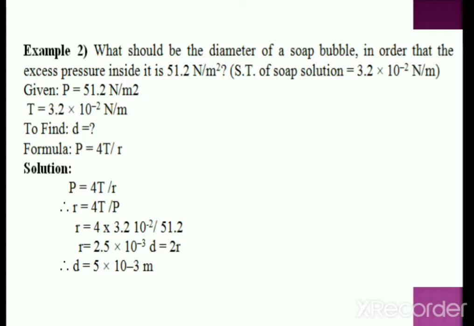And we have to find the diameter of the soap bubble. So diameter D is equal to 2 into R. Therefore D is equal to 5 into 10 raised to minus 3 meter. This is the diameter of the soap bubble.